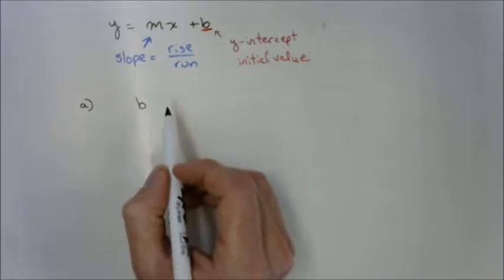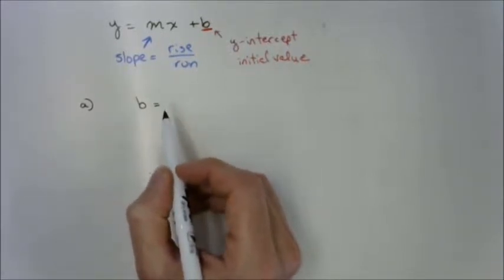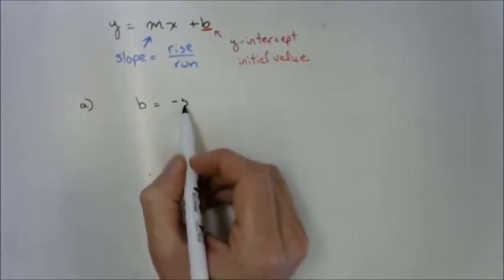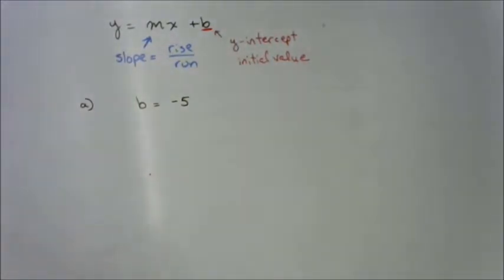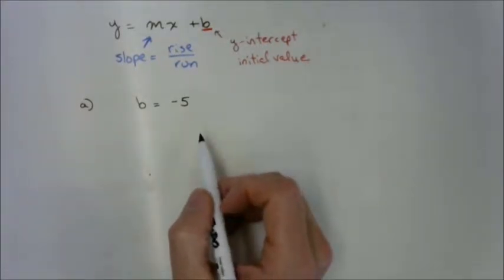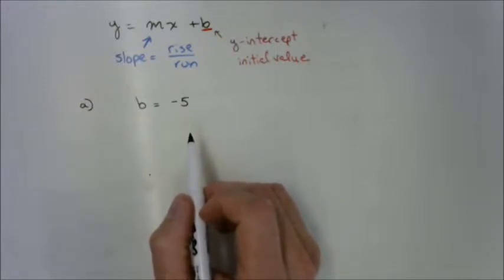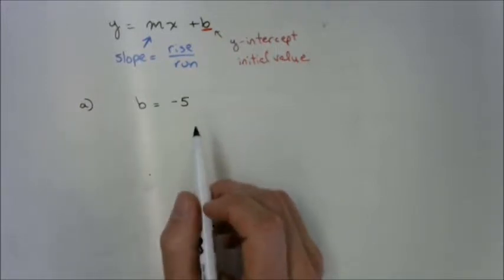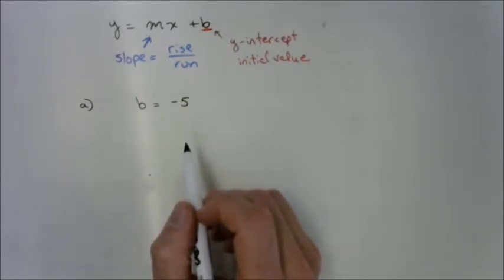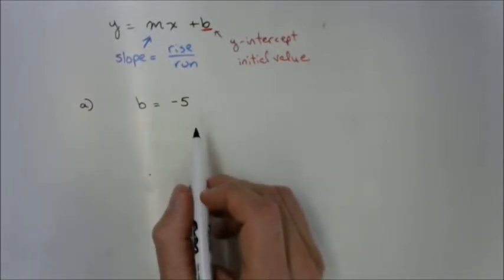So what is that value? -5. Can everybody find that the y-coordinate of the point where the line crosses the y-axis is -5? So that's our initial value. Another way to say that is your y-intercept occurs where x equals 0. So on your graph, you just look for where x equals 0, which is that line, the y-intercept, and y is -5 there. Good, and now we're going to find our slope.